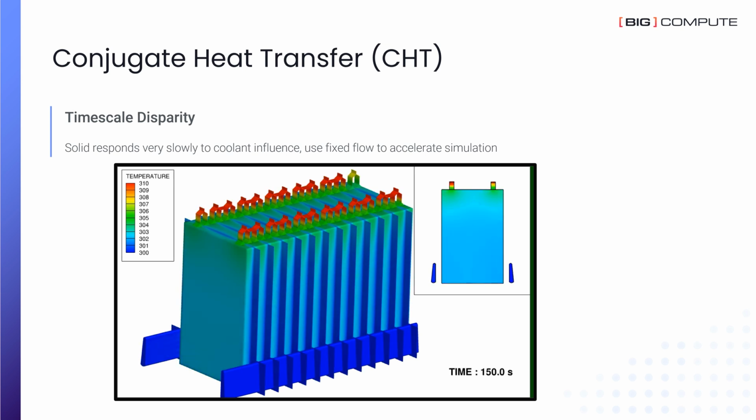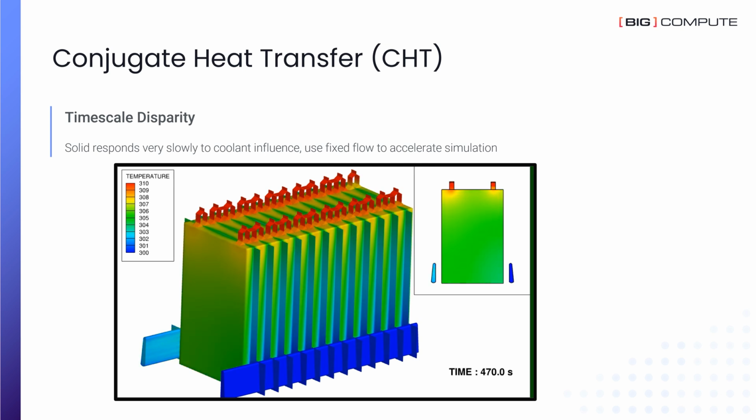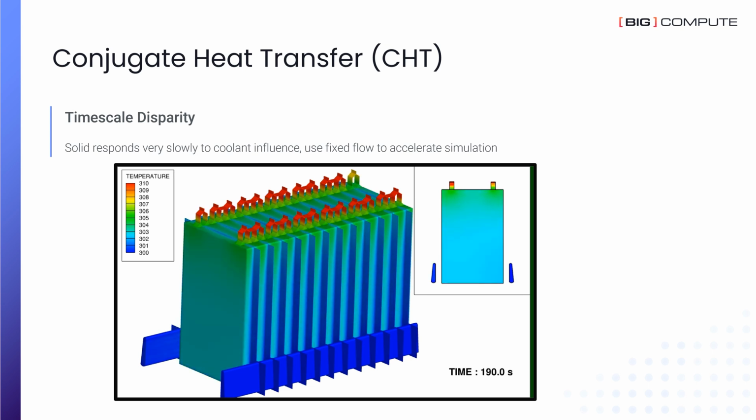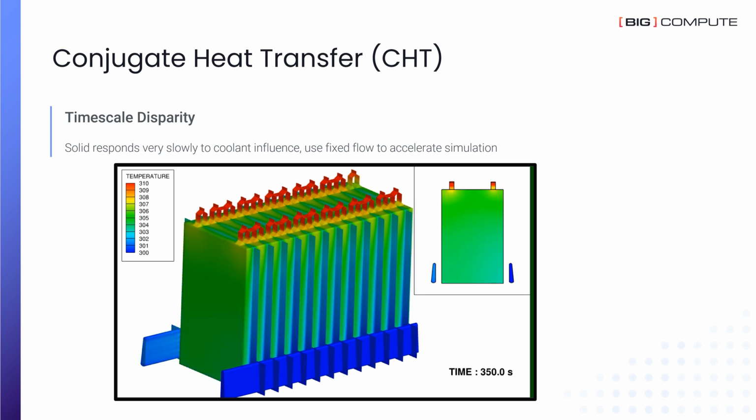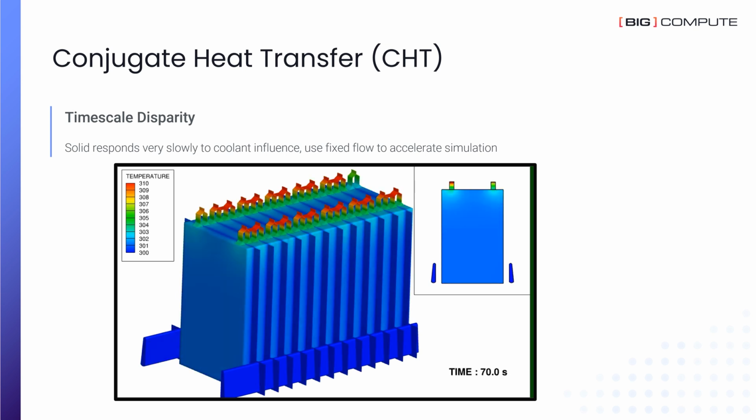So we can fix the flow because we know that the flow changes very, very fast and the solid changes very, very slow. So this is a way we can accelerate our simulation and maybe not spend as much time running the simulation. So we've got a battery pack module here.